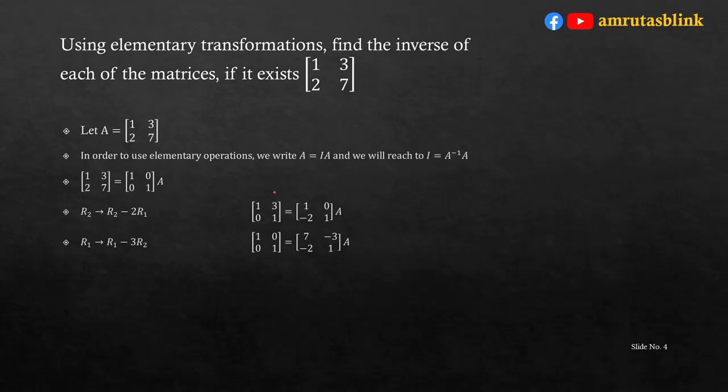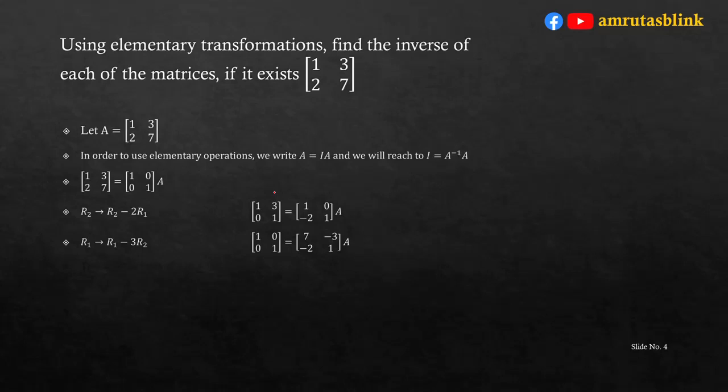Now we have already got the first column in the required format, that is 1 and 0. Now we will move to first row, second column. So the first row, second column element should be 0. So here what we should do is, if we multiply the second row by 3 and subtract that row from R1, then we should get the required element. So R1 should be equal to R1 minus thrice of R2.